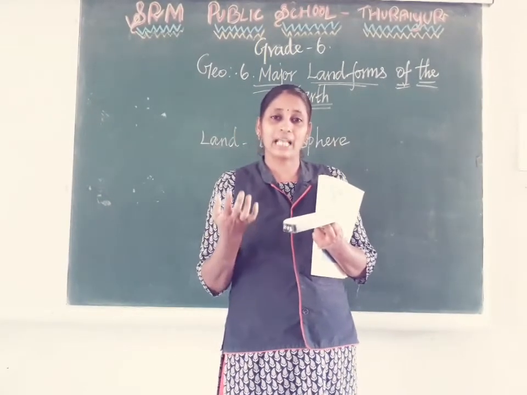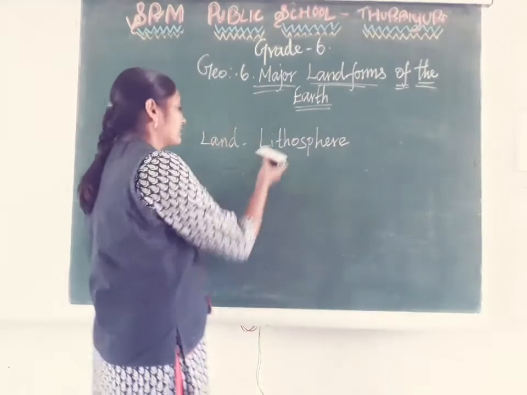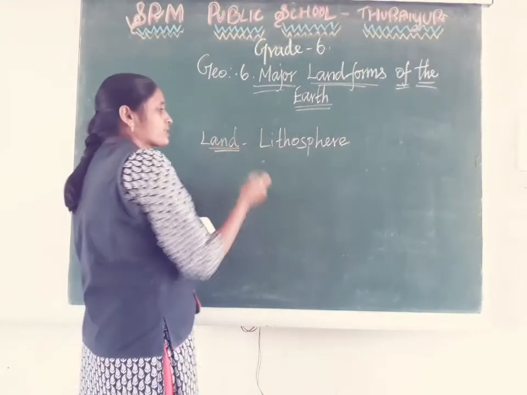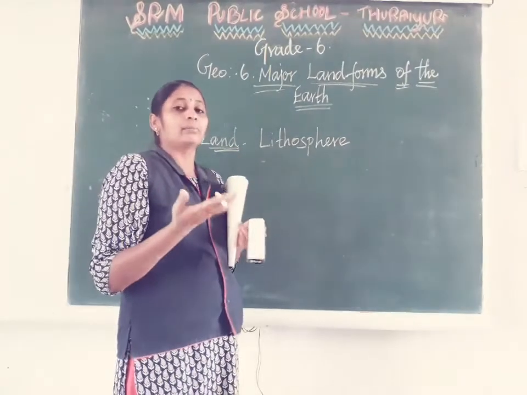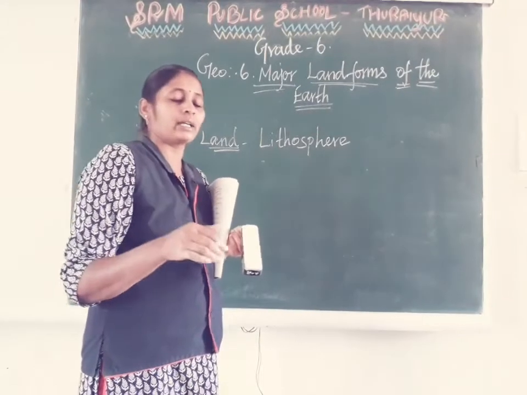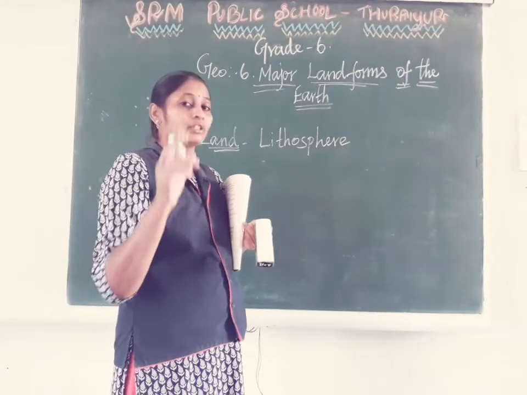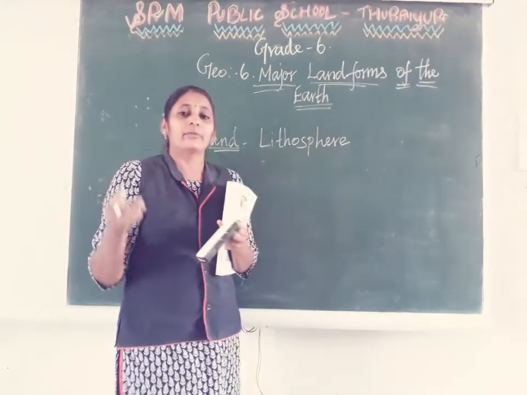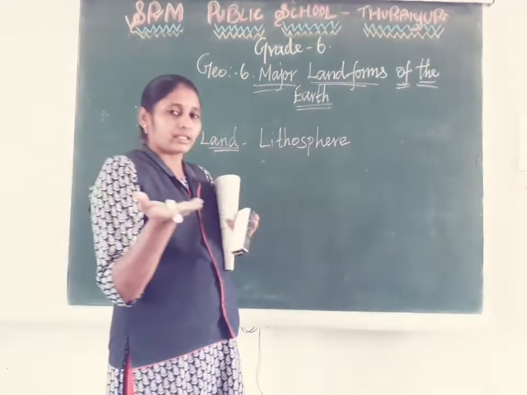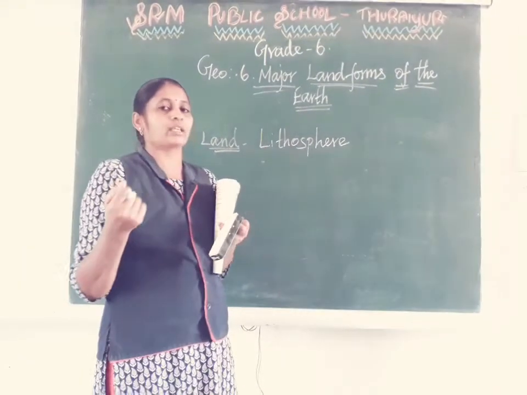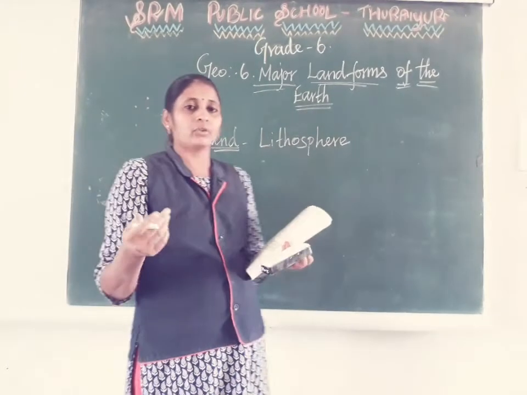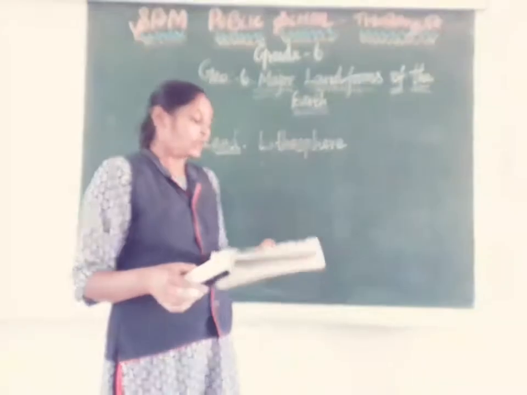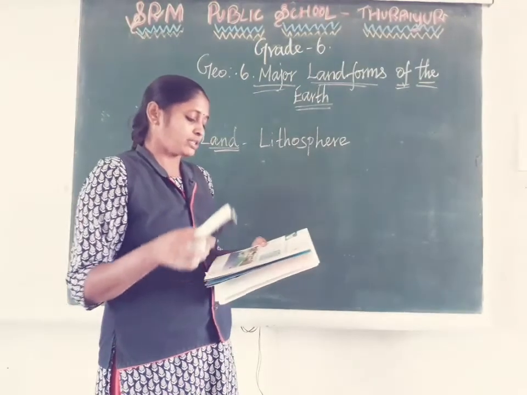It is like that in our earth. That land, that lithosphere, is floating in magma. Next year you will study about crust, mantle and core. Even in the 5th standard you studied about the layers of the earth. In the second layer we have the mantle, and in that mantle the lithosphere is floating. Because of that floating, two natural processes happen in our earth.